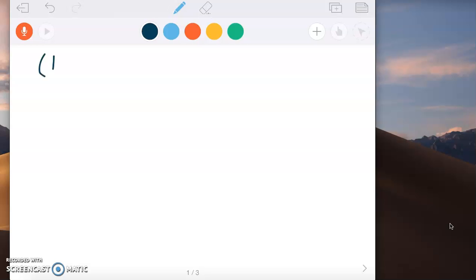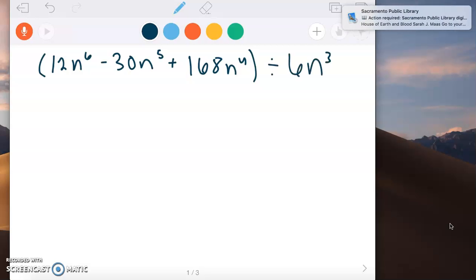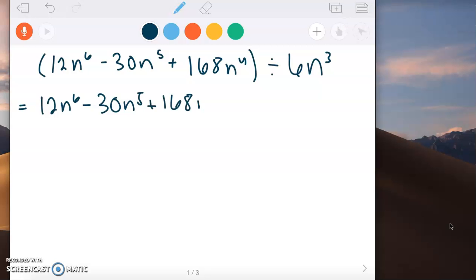We have 12n to the 6th minus 30n to the 5th plus 168n to the 4th. And notice I have parentheses around all that, divided by 6n to the 3rd. Well, that's the same thing as saying 12n to the 6th minus 30n to the 5th plus 168n to the 4th all over 6n to the 3rd. Remember, that division is the same thing as the fraction bar.